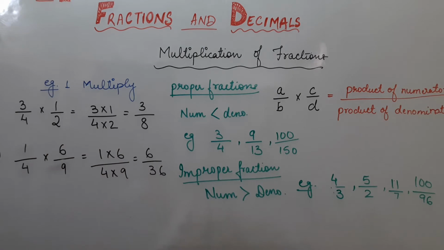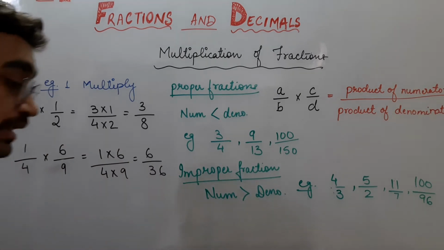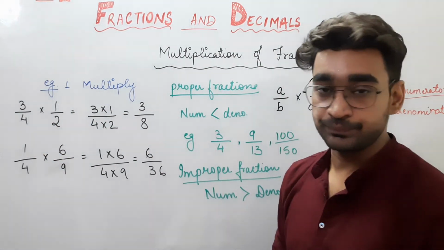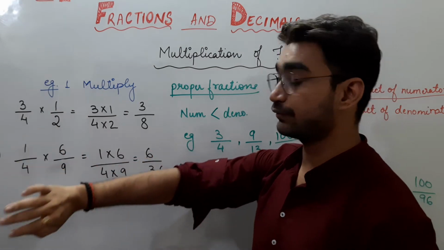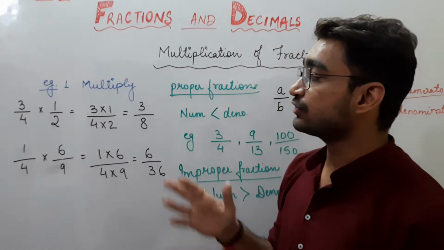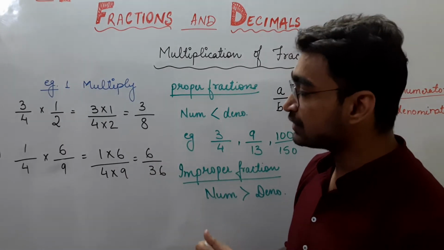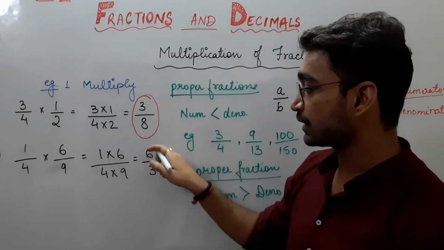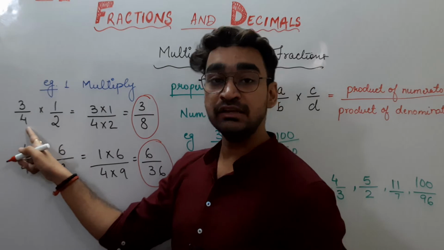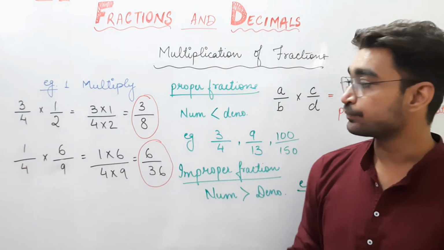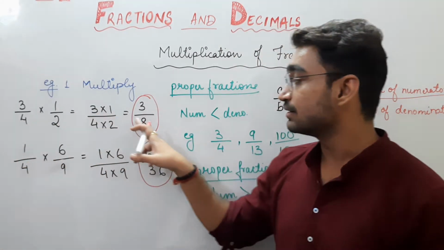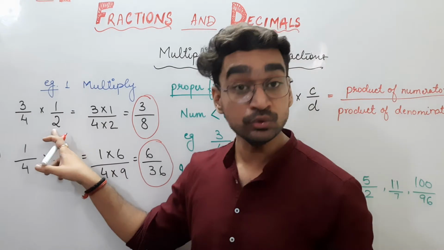In both of these cases, I can see one thing: when two proper fractions are multiplied together, this is also a proper fraction. In the second case also, the first is proper, the second is proper, and the result is also a proper fraction. When both the proper fractions are multiplied together, the result which I am getting is actually smaller than the individual fractions. Means this 3 by 8 is actually smaller than 3 by 4. This 3 by 8 is actually smaller than 1 by 2.